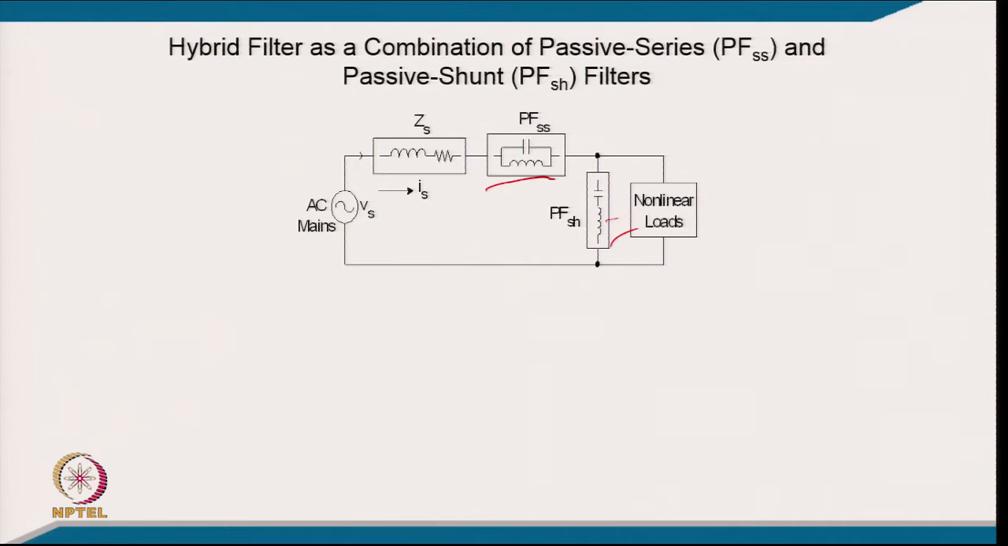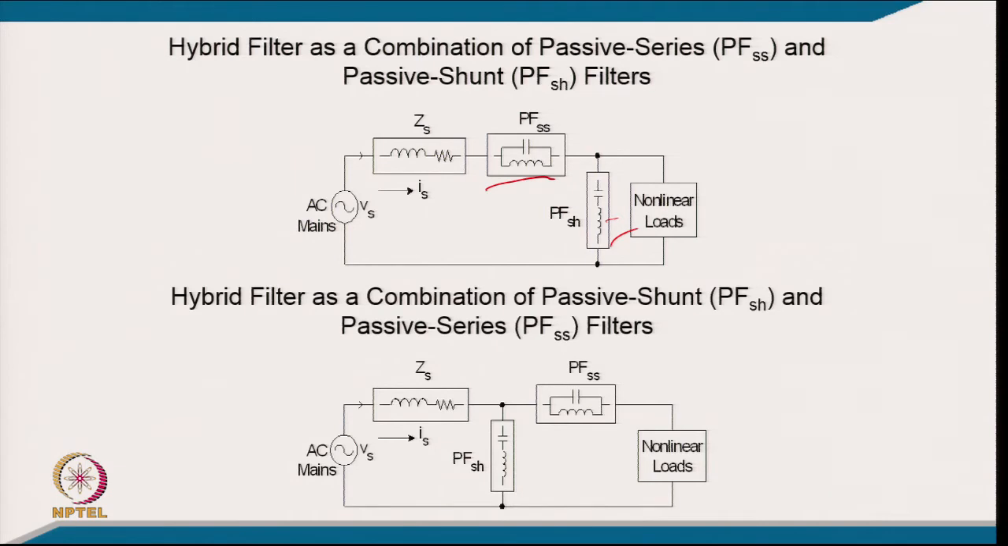But what is the drawback of the shunt filter? It can have a resonance with the supply system. So, this passive series filter can block the resonance, I mean if there is a tendency for it in the shunt filter. So, this comes out as quite a good hybrid combination of passive filters.